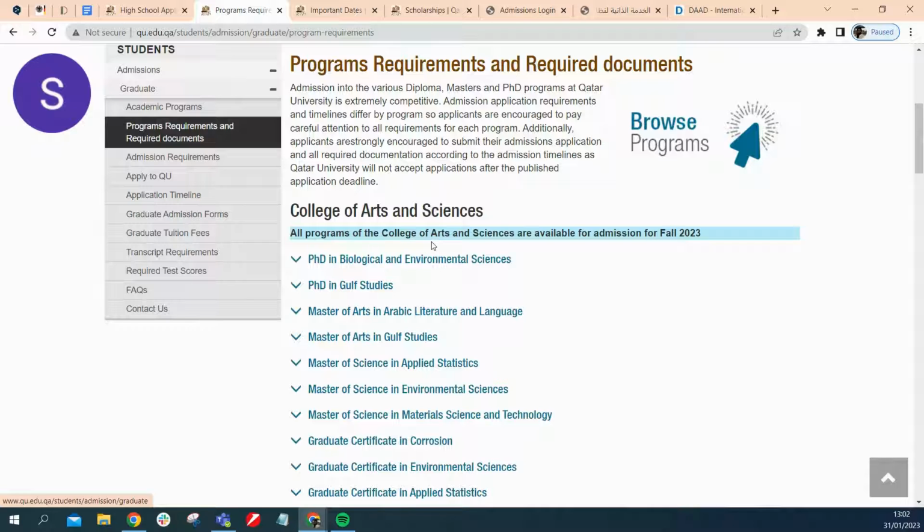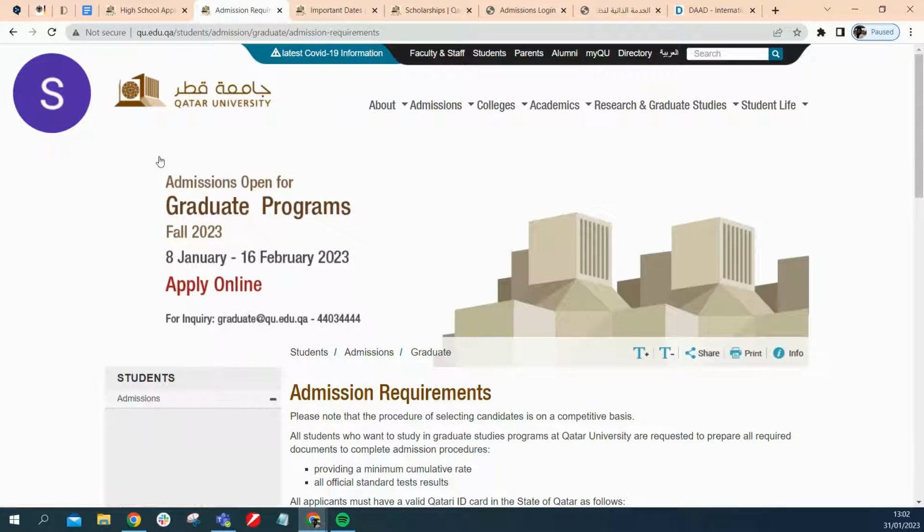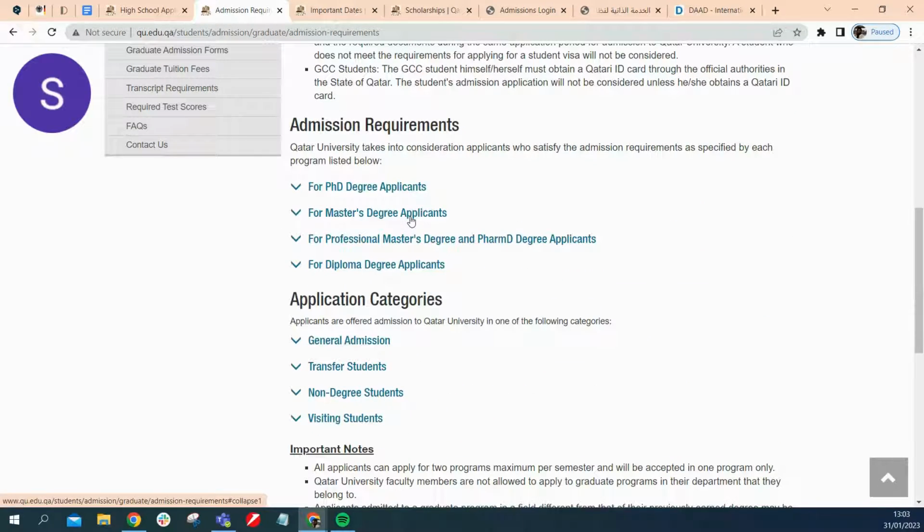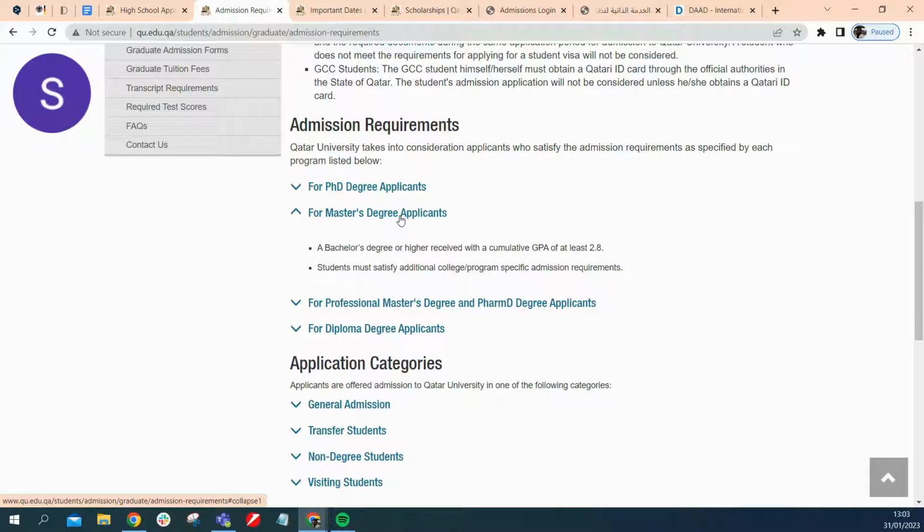So I don't want this video to be too long, so I would not go through this in detail. Admission requirement for a graduate program. They have different admission requirements for PhD applicants and for master's degree applicants. Since we are talking about the graduate program, let's look at the master's degree applicants.